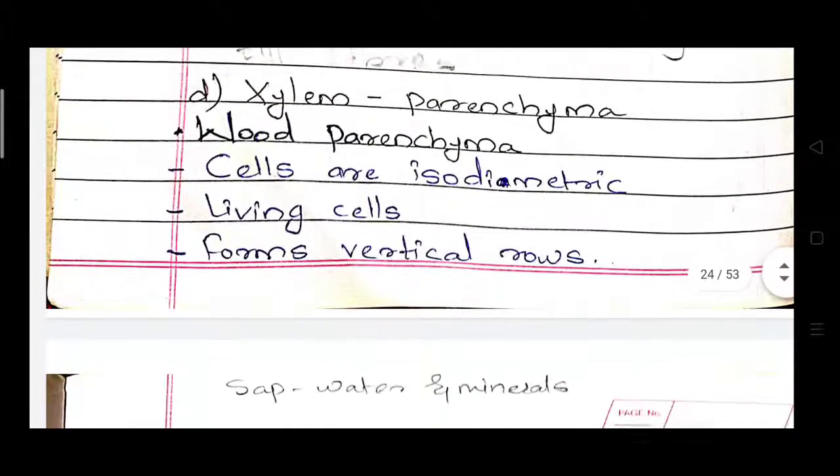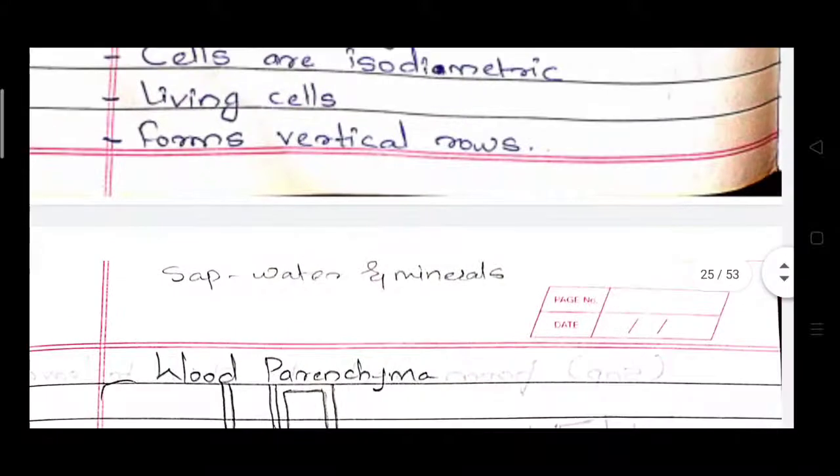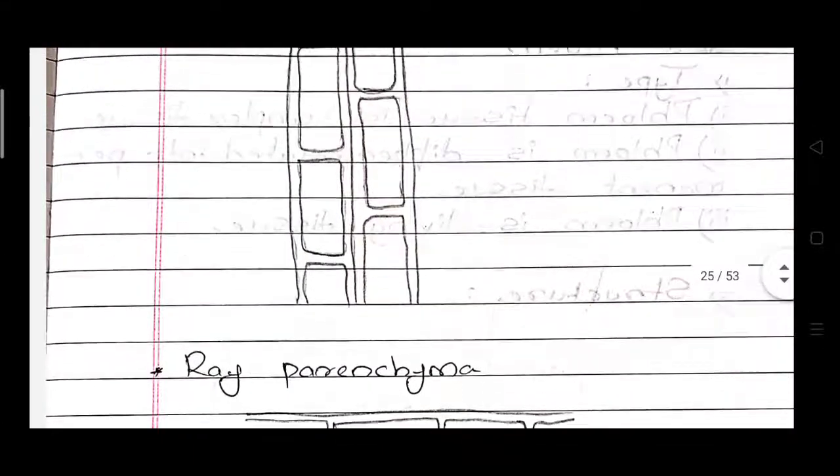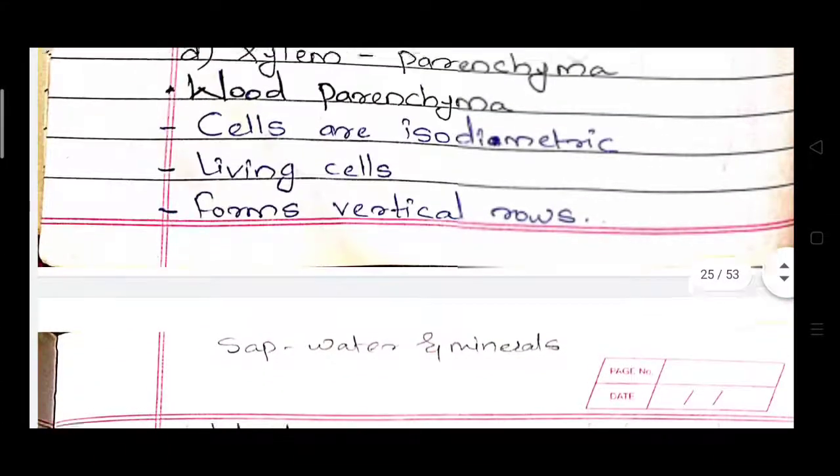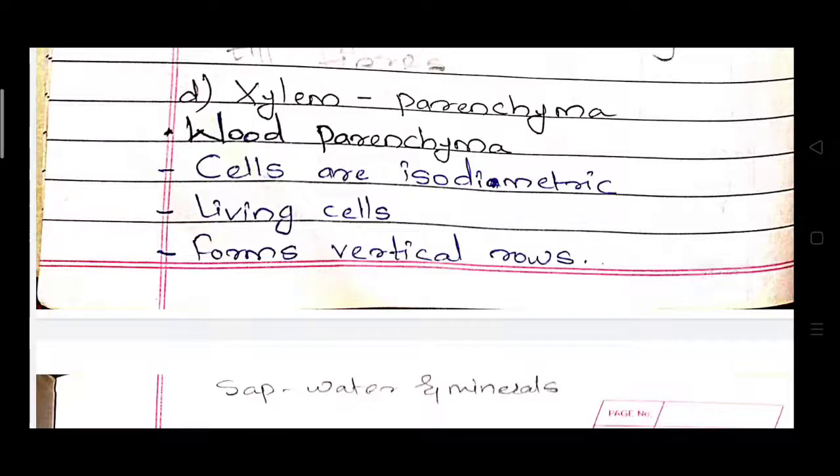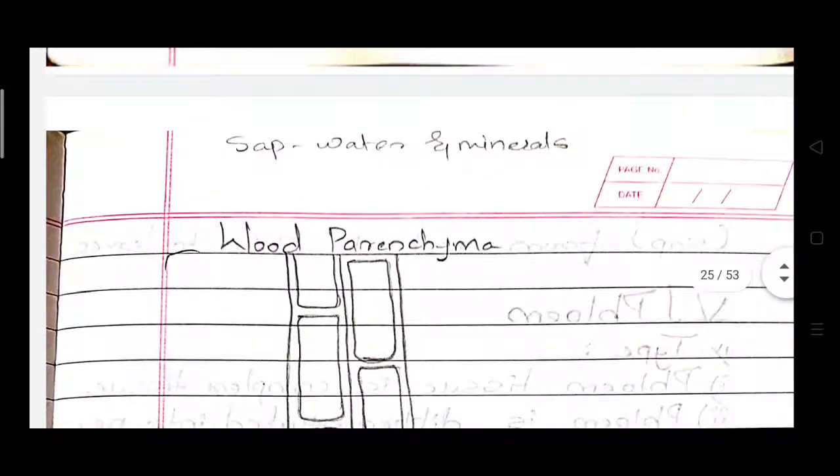Then the fourth part in the xylem is the parenchyma. There are two types, wood parenchyma and ray parenchyma. First one is the wood parenchyma. Wood parenchyma cells are isodiametric and they are living cells. They can form vertical rows.